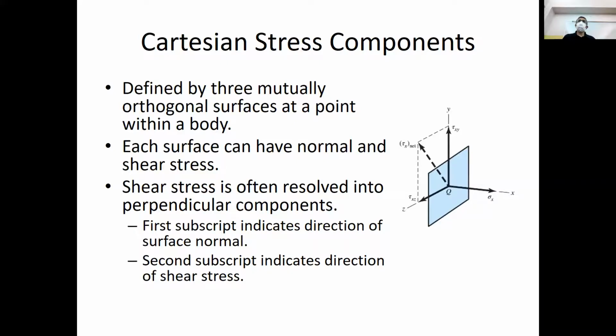Then I have this tangential stress that could be acting in any direction parallel to the plane. And usually we resolve it into 2 rectangular components. In this case here, one in the Y direction and one in the Z direction. So this is how we come up with these Cartesian components.